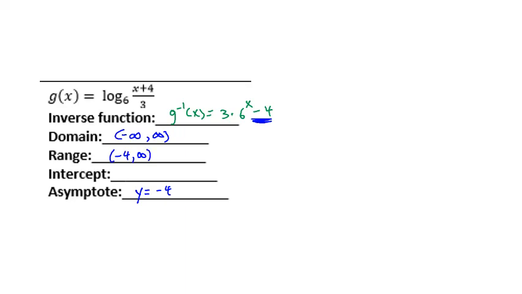The intercept, we're going to have to substitute 0 for x. So it's going to become 3 times 6 to the 0 minus 4. 6 to the 0 is 1, so we have 3 times 1 minus 4. 3 times 1 is 3, and if we subtract those, we end up with negative 1. So our intercept, our y-intercept, is going to be 0, negative 1.